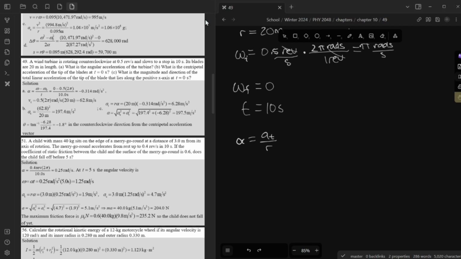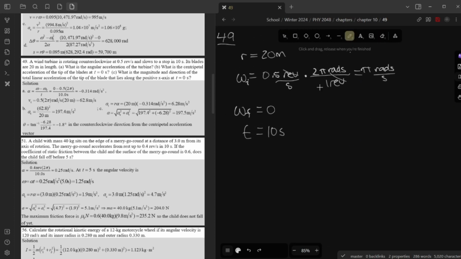Oh, okay, to get alpha, we can actually use this equation right here, because we're given a time, we're given an initial omega, and we're given a final omega. So we can go ahead and do that. This other equation is still valid, but we're not going to need it for this problem.